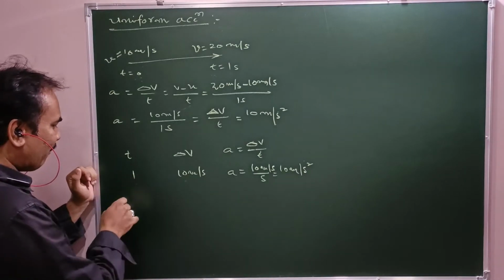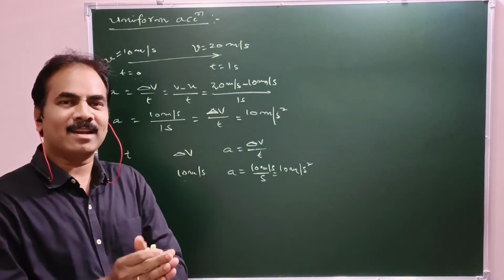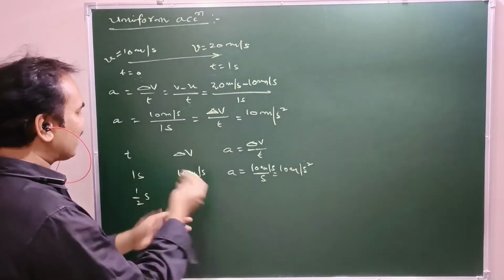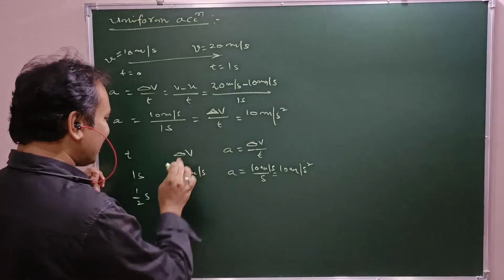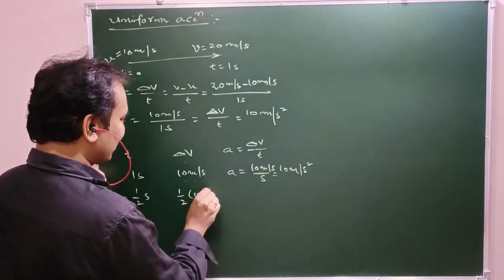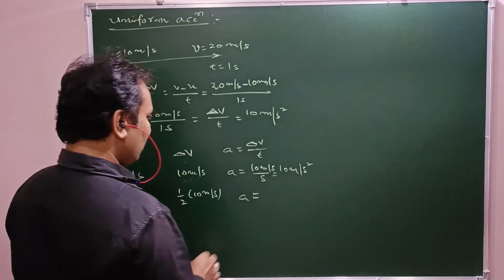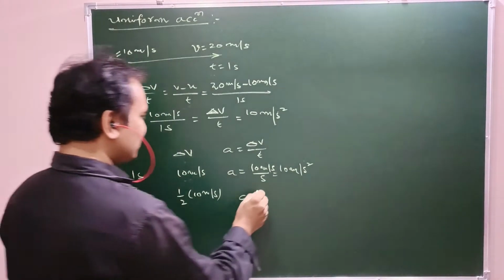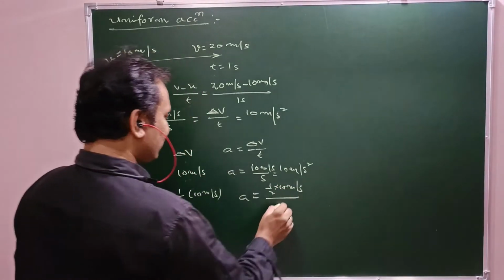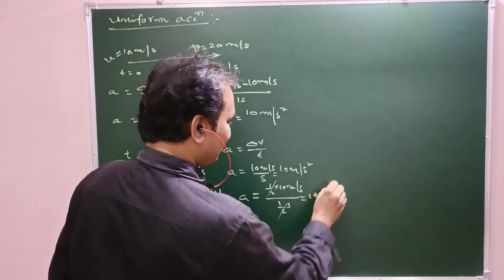Suppose for every half second, if I reduce the time interval of 1 second into half second and half second, then for every half second the change in velocity must be half of 10 meters per second. Right? Half of 10 meter per second. What is the acceleration? Change in velocity by time. That is half into 10 meter per second by half second. Half second, so half cancels. Again we are left with 10 meter per second square.